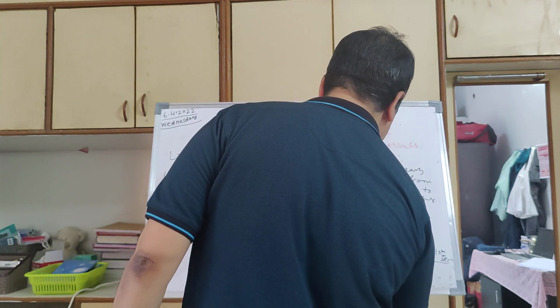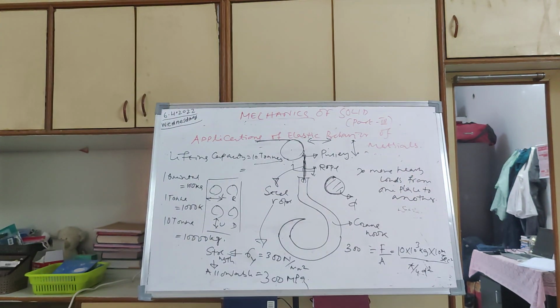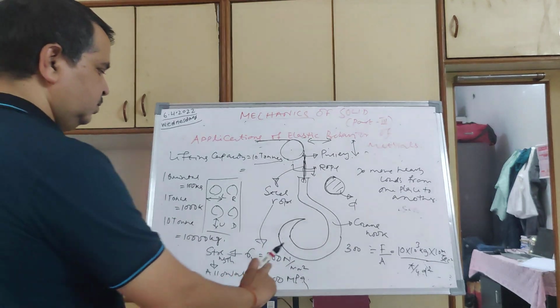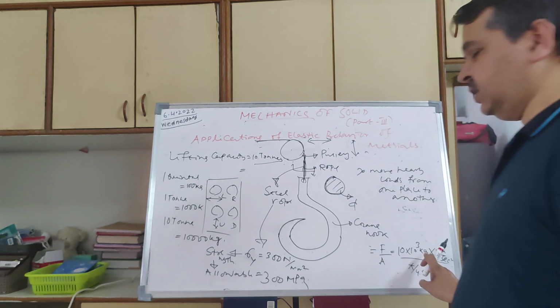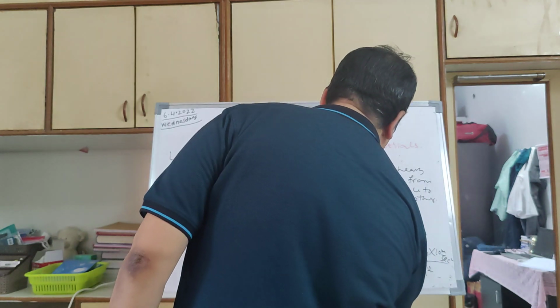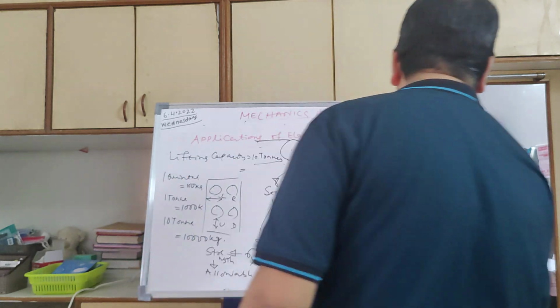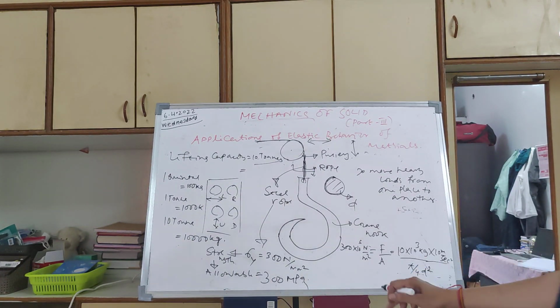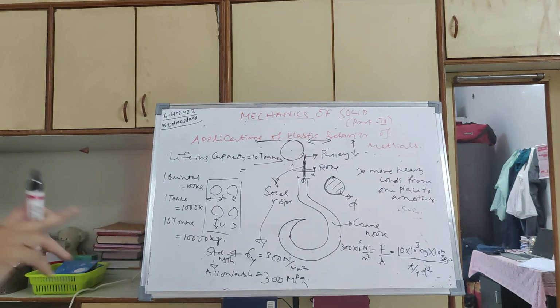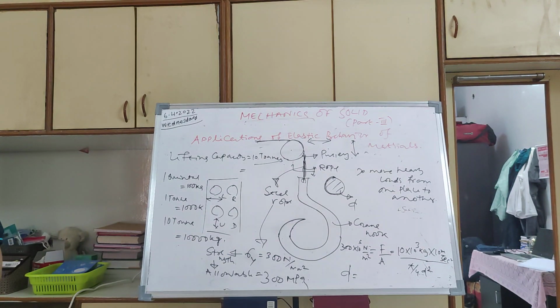300 MPa is the yield point, the maximum it can be. It should not exceed 300 MPa. Whatever the stress, it should not be more than 300, so 300 into 10 to the power 6 Newton per meter square. This side you have meter, this side you have meter, the same unit. Once you solve this equation, this is your homework, you will find the area of cross section, and then you can find the diameter of the rope.